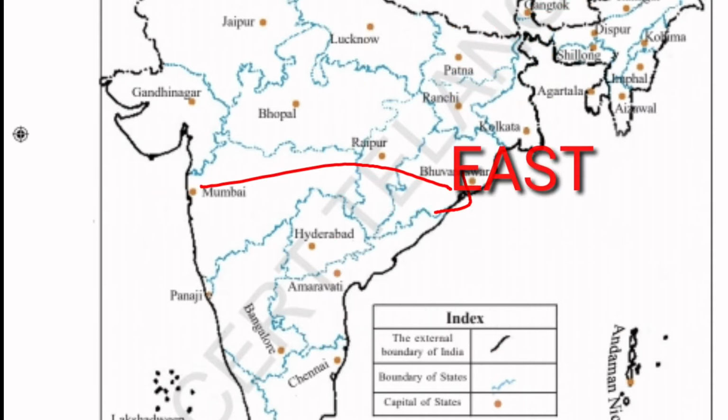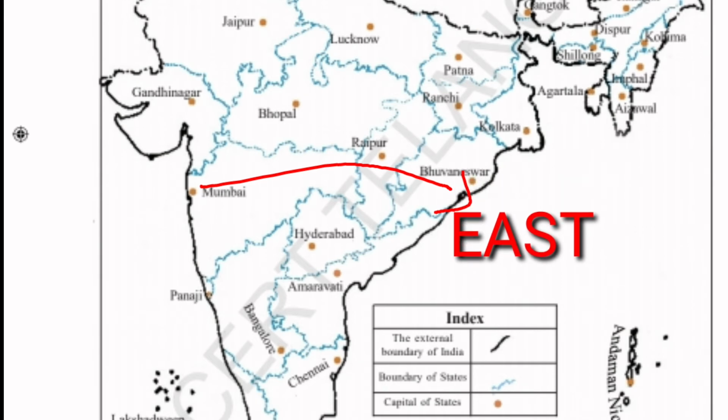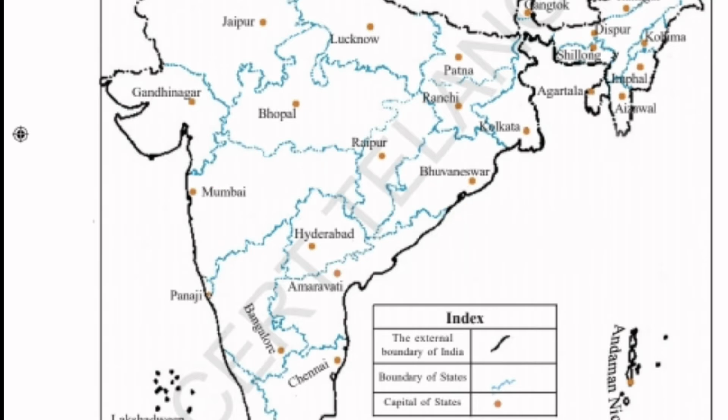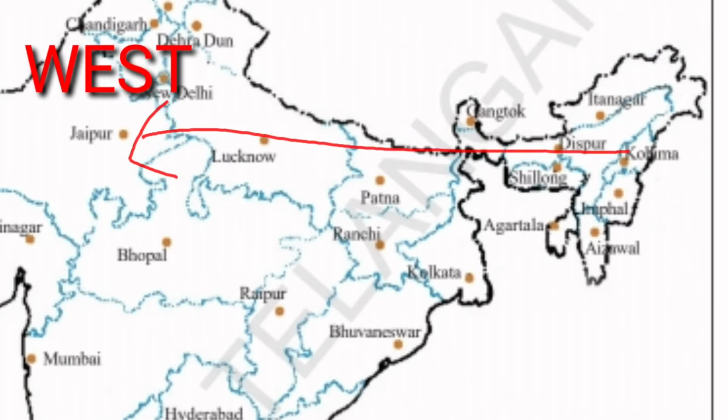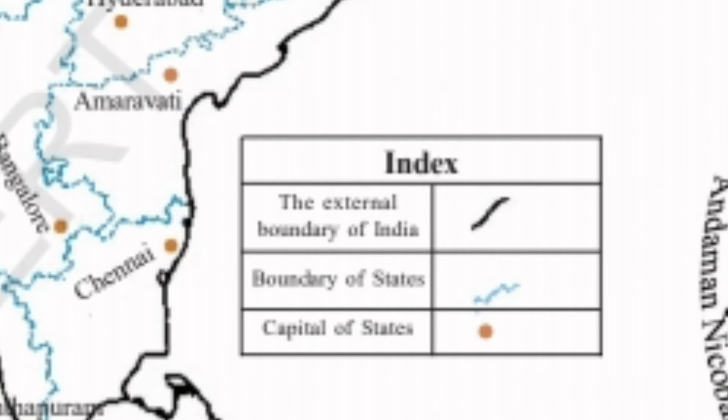Regina went to Bhubaneswar from Mumbai. In which direction did she travel? Yes, from Mumbai to Bhubaneswar means she travelled towards east direction. Veprichu went to Jaipur from Kohima. Now you observe Kohima. It is the northeastern state. From Kohima, she travelled to Jaipur. So, which direction did she travel? West direction. I think you all understood now about the directions.